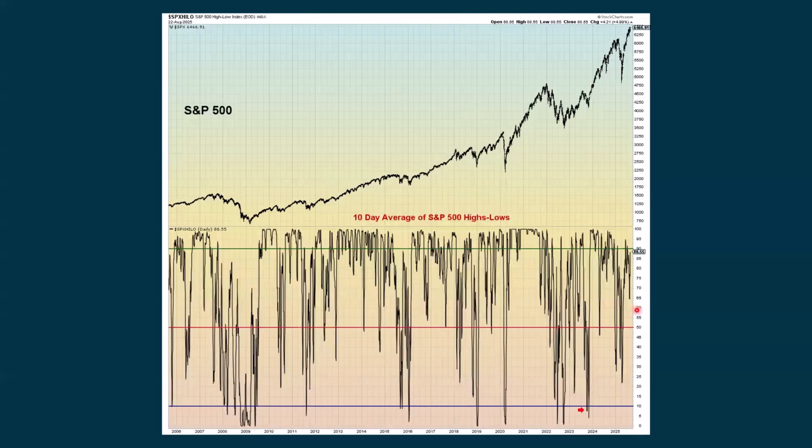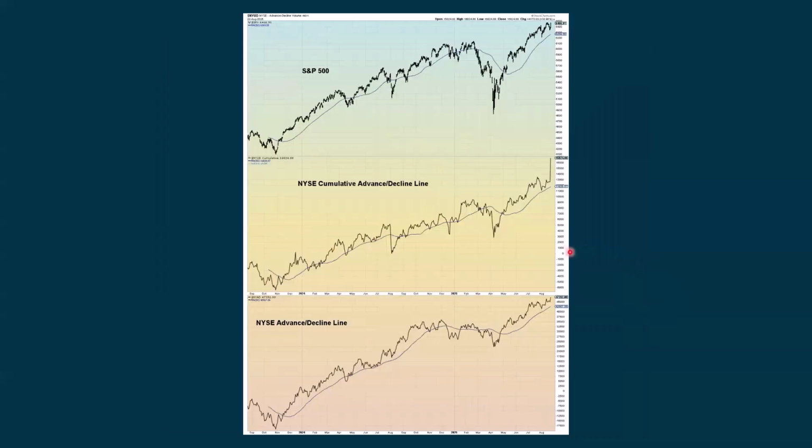And then we look at a longer term 10-day average of the highs and lows for the S&P. We're going back up, but we're not quite up to the green line yet. But this is positive since it has been improving, and that's longer term. Then we look at the cumulative advanced decline line for the NYSE, setting an all-time high. That did break out. Now, in Friday's session, we saw, well, growth did well, but value also did well.